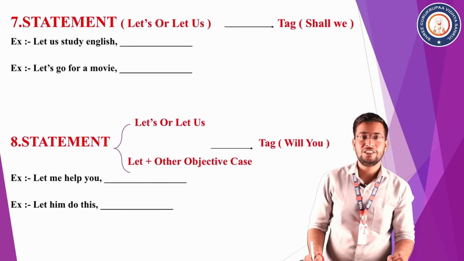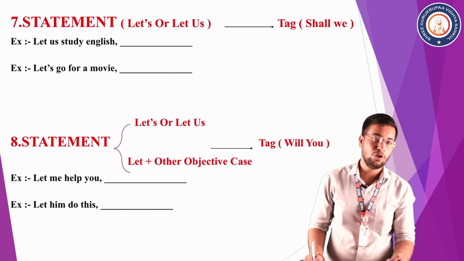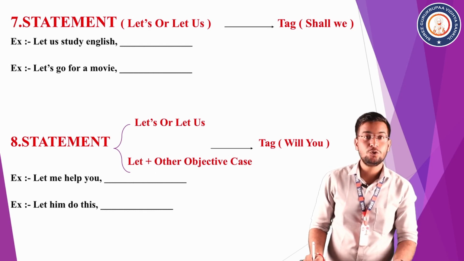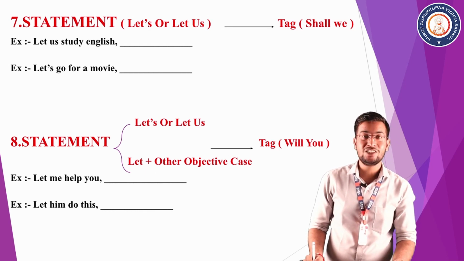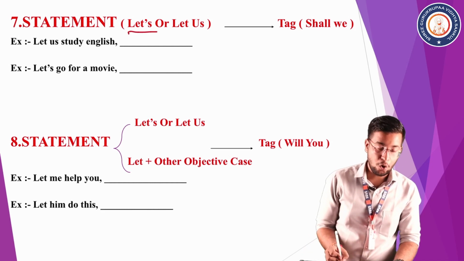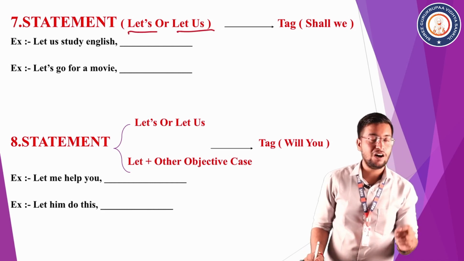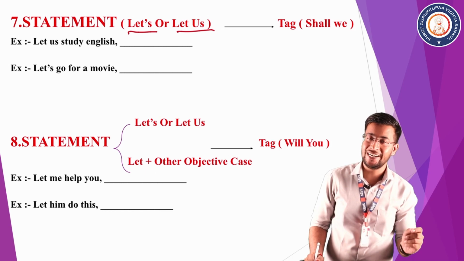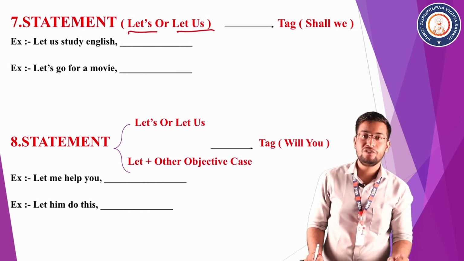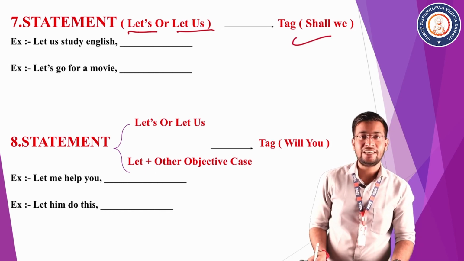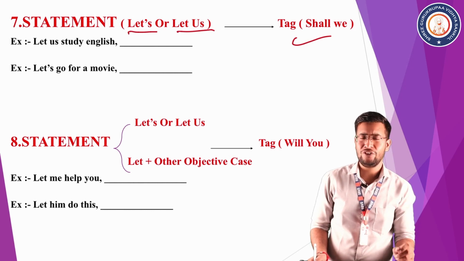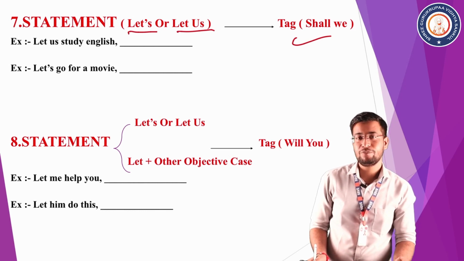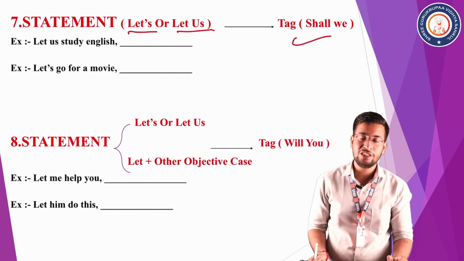Now dear students, let's look at the seventh rule of our question tag. The seventh rule says, if our statement begins with let's or let us, then we will use shall we in the tag. I think it is very easy. If the statement begins with let's or let us, then we will use shall we.